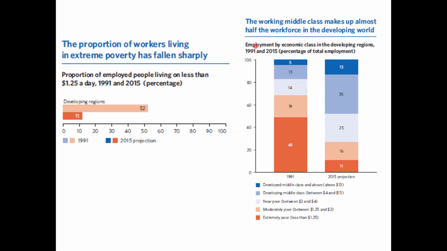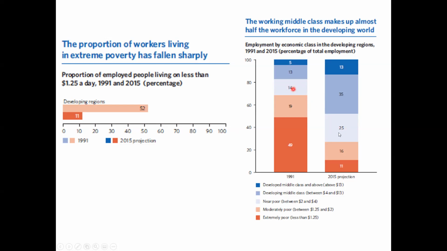So employment by economic class in developing regions, 1991 to 2015. Here's 1991 and here's the 2015 projection. It used to be that 49% lived in extreme poverty. That's down to 11%. Moderately poor, so between $1.25 and $2, 19%. That's held relatively stable, a slight decline. Near poor, between $2 and $4, went from 14 up to 25. So there's been progress there.